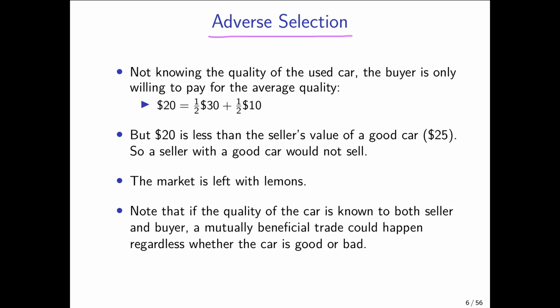Usually when we think about selection, we think about picking the good one. In this context, in this example, the opposite happened. The good used car sellers dropped out of the market, and therefore we are left with lemons in the market. So there's a missing market for the good used car. There's a market failure because of this kind of information asymmetry.